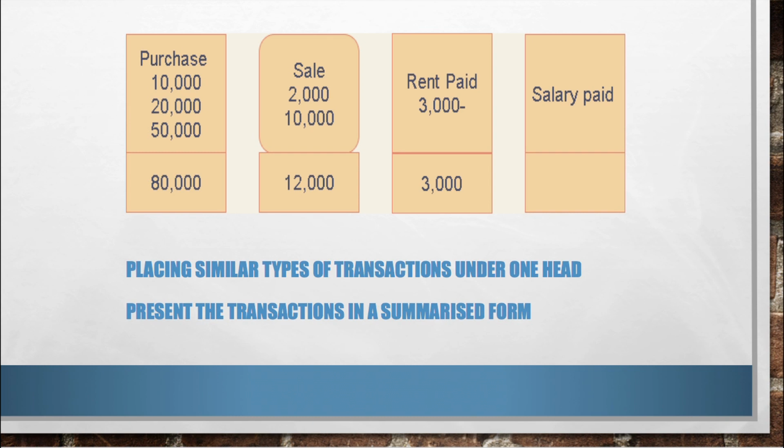Similarly, rent paid, there is only one transaction, that is 3,000, and in this way we will place all the transactions of similar nature in a particular place, and that is known as account. So when we define an account, we can define it as a particular place where we put the transactions of similar nature. So similar types of transactions will be put under one head, and that will be known as the account.